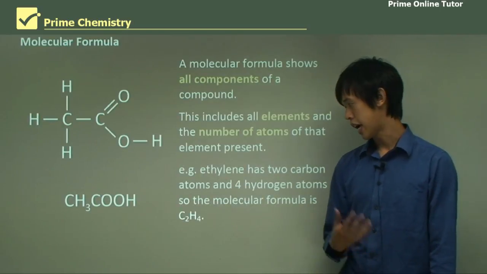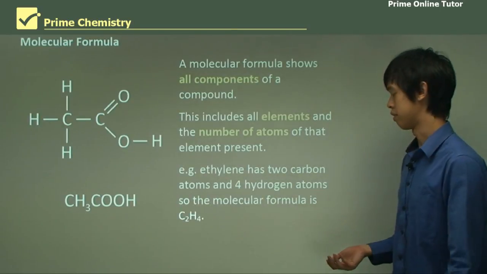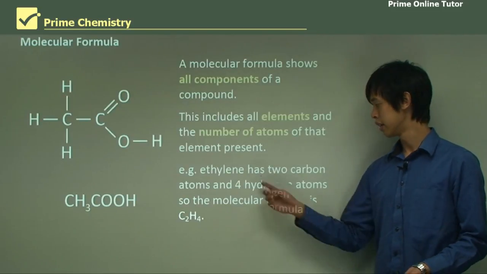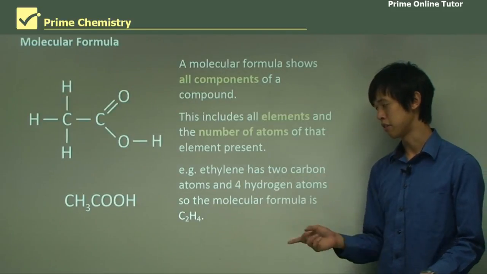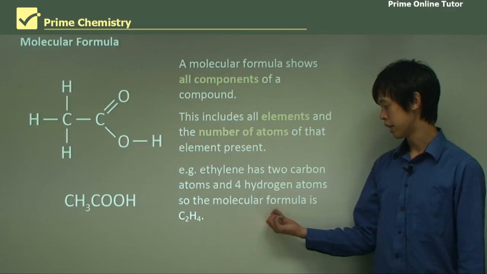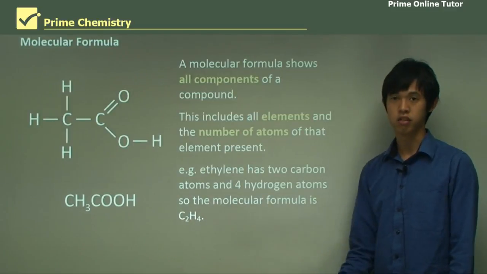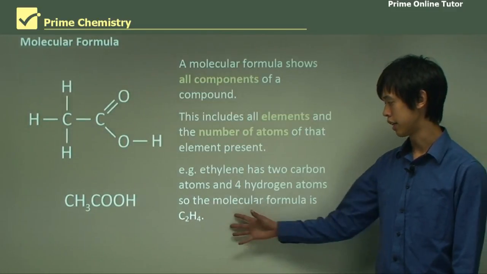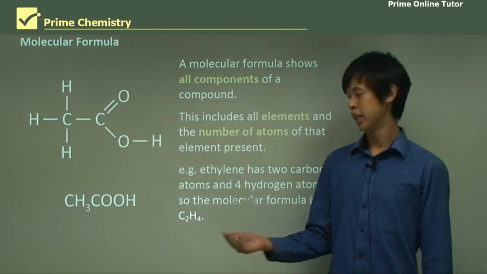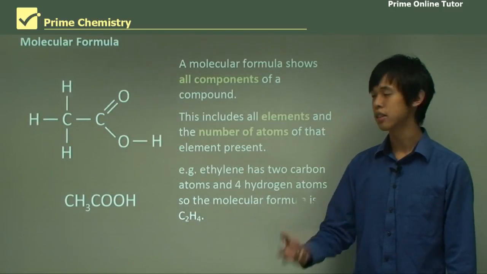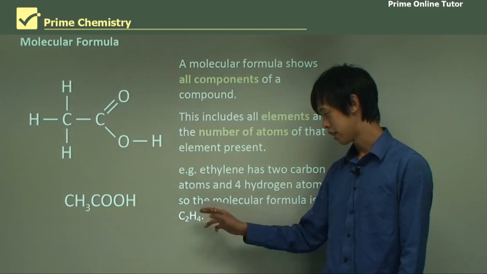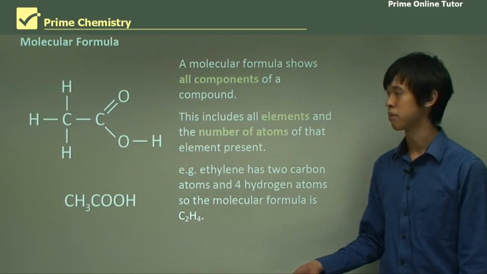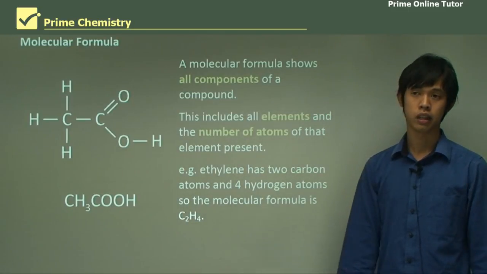So for instance, ethylene, which is something that you'll study ad nauseam in Year 12, has 2 carbon atoms and 4 hydrogen atoms. So the molecular formula is C2H4. Okay, so that's the molecular formula of ethylene, C2H4. And you can tell instantly that there are 2 carbons and 4 hydrogens. Okay, so very simple what a molecular formula is.